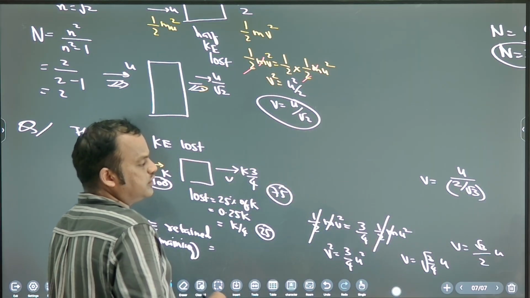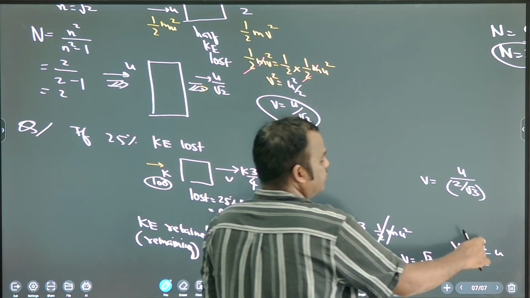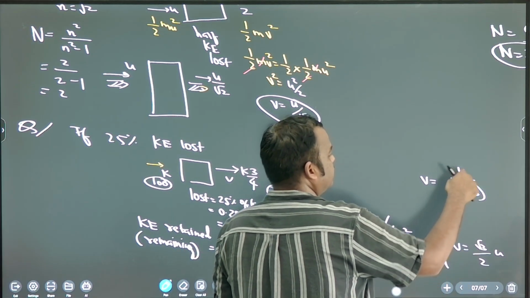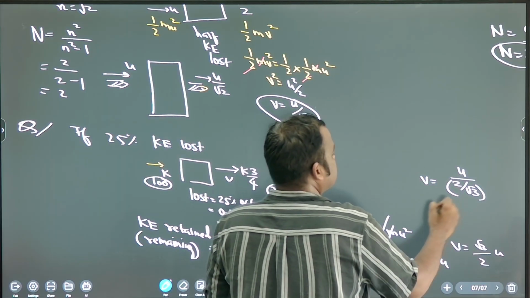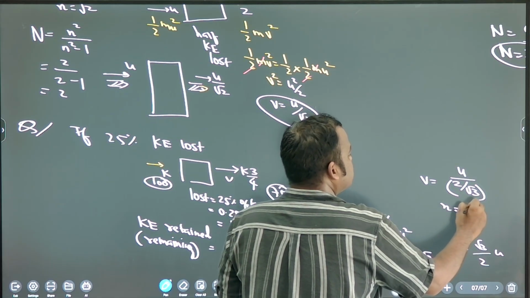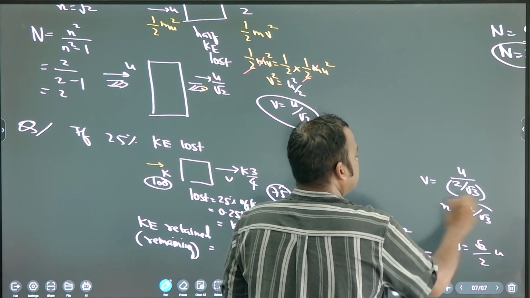Are you getting or not? v is equal to root 3 by 2 u. So v is equal to u by 2 root 3. This is clear? So this is the value of n. So n is equal to 2 by root 3.